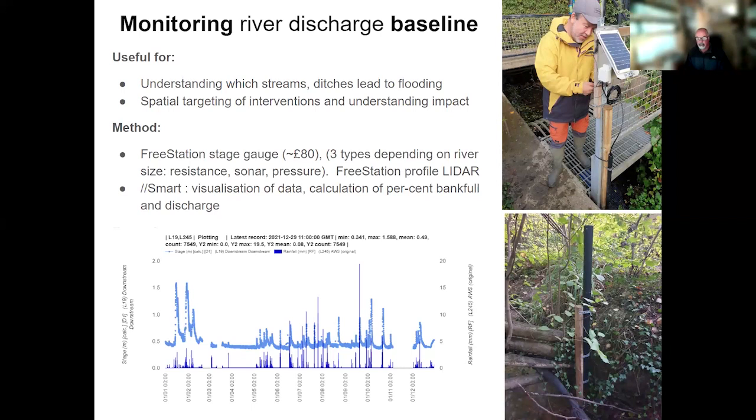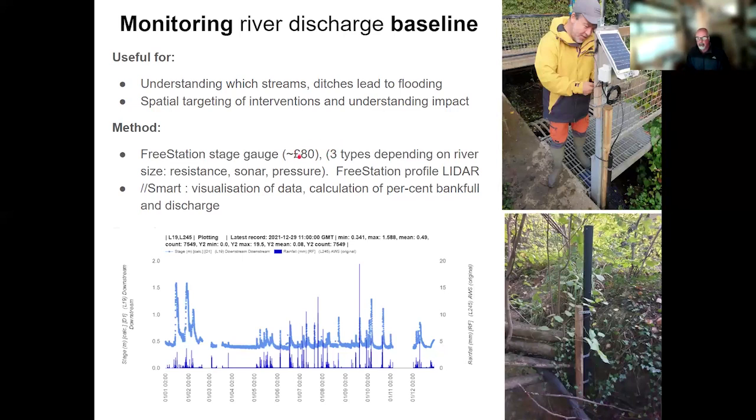Well, I mentioned earlier on that we're often looking at measuring a baseline and then measuring the impact of an intervention. If we are wanting to monitor river discharge baseline, then that's useful for understanding which streams and which ditches lead to flooding. You can't always do that from modeling because you don't always have good soil data for modeling. So, having small sensors for periods on all the tiny streams and ditches is important to work out where your water is coming from, and that helps you to spatially target interventions. So put them in the rivers that are causing problems and to understand the impact of that.